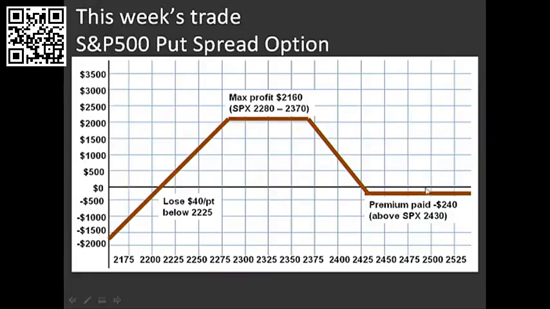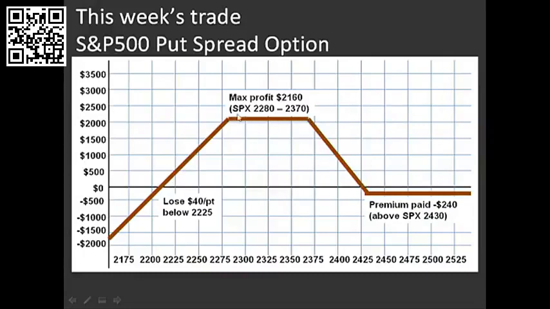Above 24.30 I can only lose $240. I lose my premium, which is fine. So if the market continues to rally to the moon, it doesn't matter. The worst I can do is lose $240. If the market does go lower, like I expect it will, it starts to make money below 24.30.